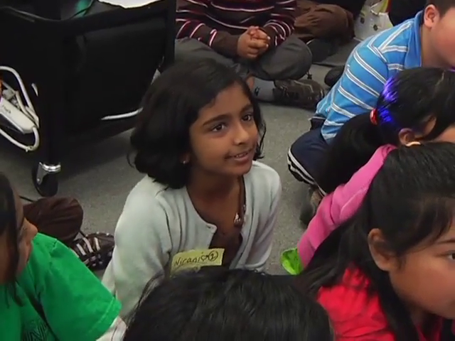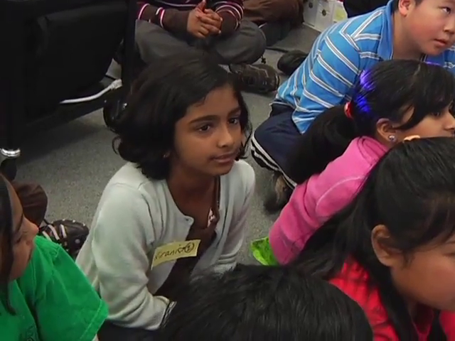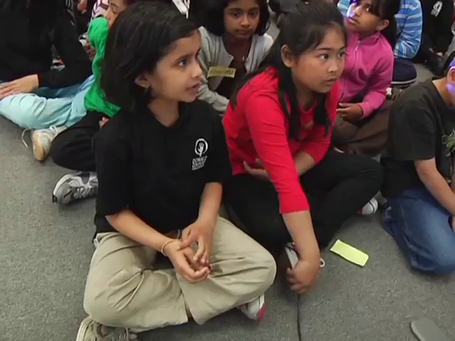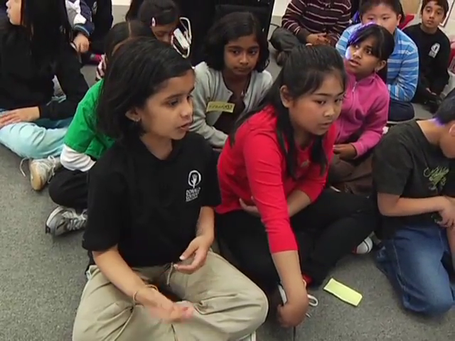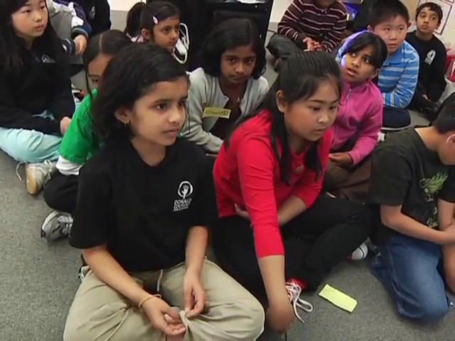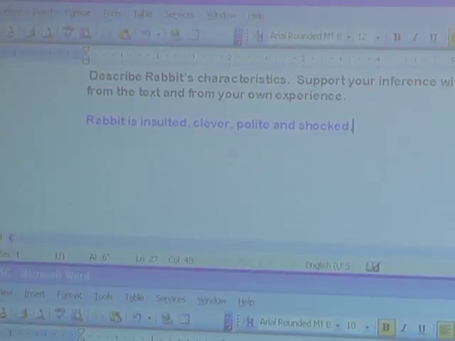And Ronnie? The rabbit felt polite when he talked to the elephant. Polite. Maybe one more. Thanuka? Rabbit felt shocked, like when elephant said, I don't like any other creatures who are smaller than big animals. Rabbit is insulted, clever, polite, and shocked. So there's our inference that we started with.